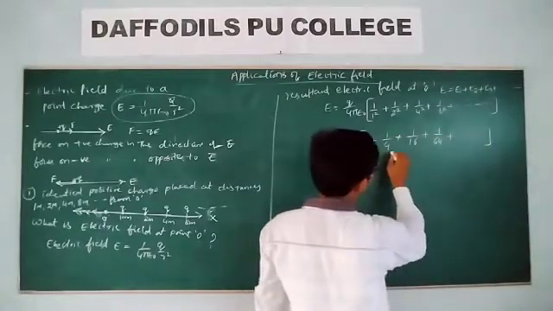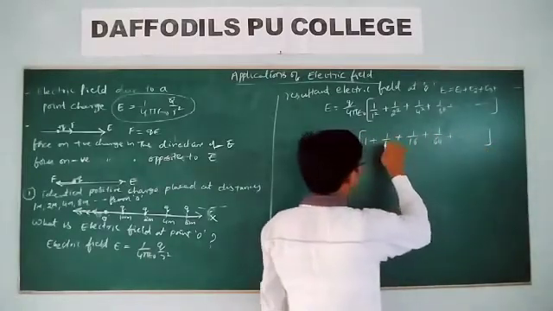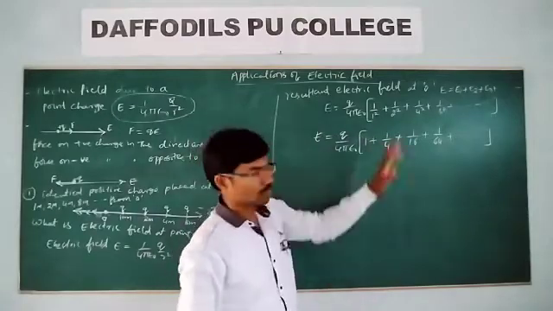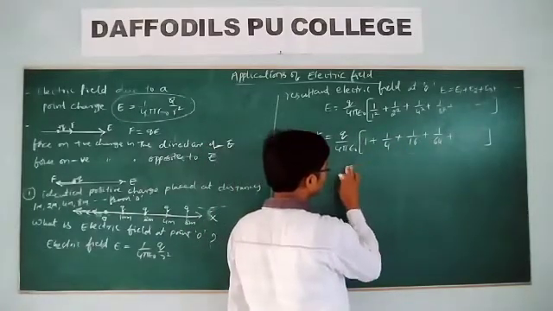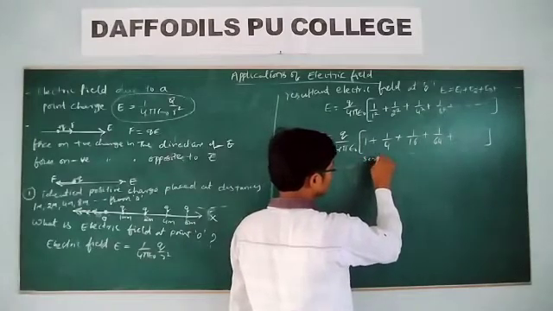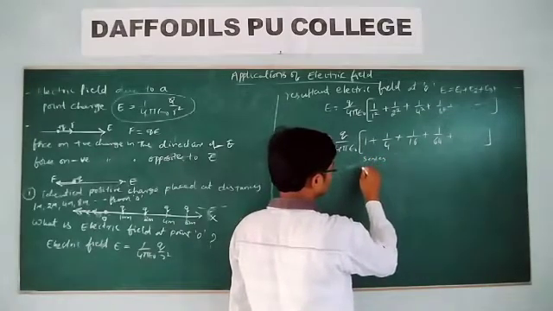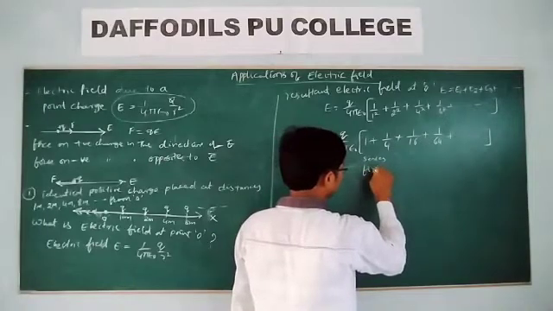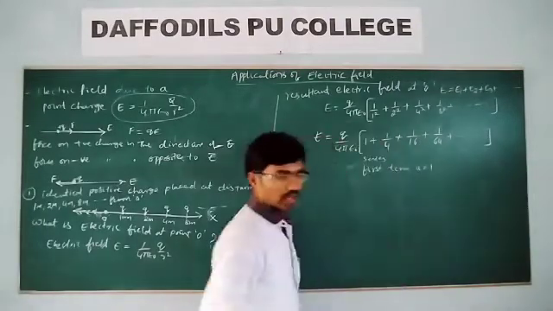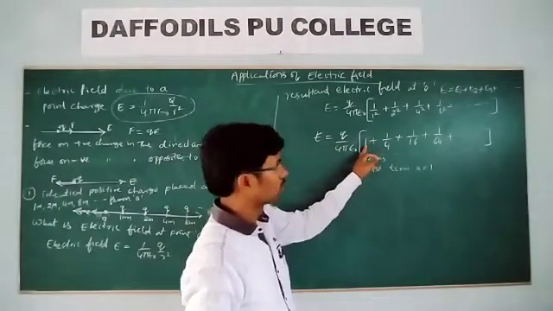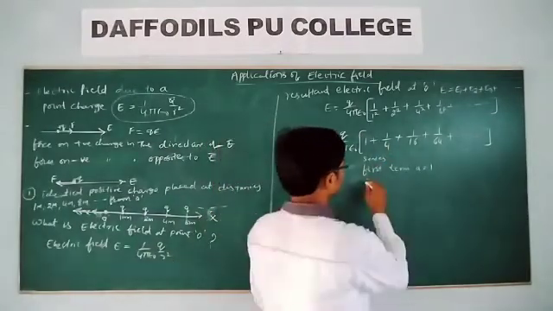So this is the form of a progression. Is it? Then what is the sum of this progression? For this series, the first term A is equal to 1. A means first term, A is equal to 1. Next, the term ratio.